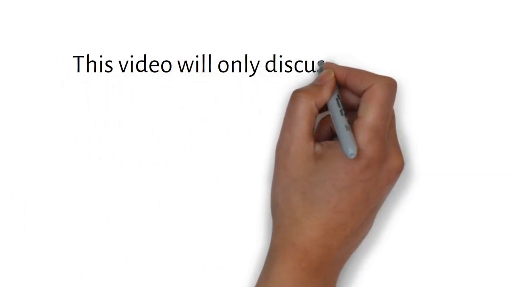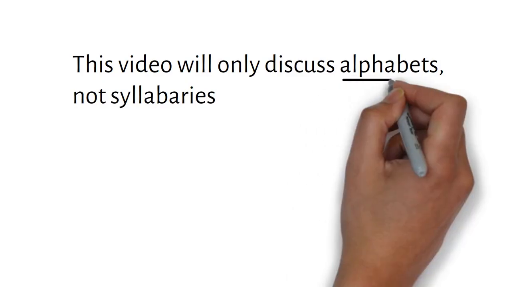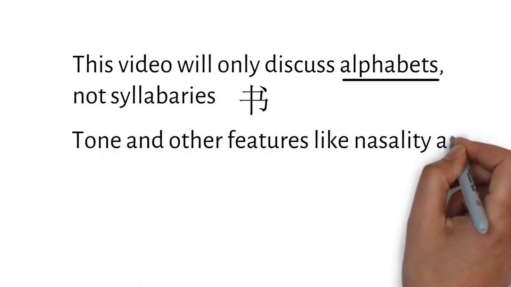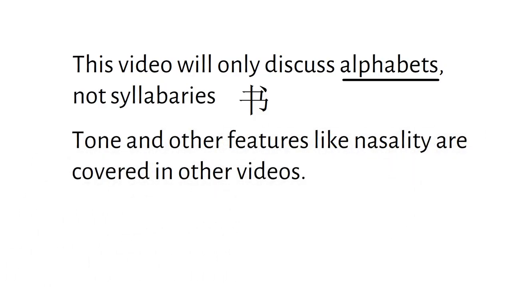Also, this video will only discuss alphabets, where a symbol represents a consonant or vowel. In some languages, a symbol represents a syllable or even a whole word, but we will not talk about those here. Tone and other features like nasality are often represented in orthographies as well, and these will be covered in other videos. I see that one symbol per sound really means one symbol per phoneme.